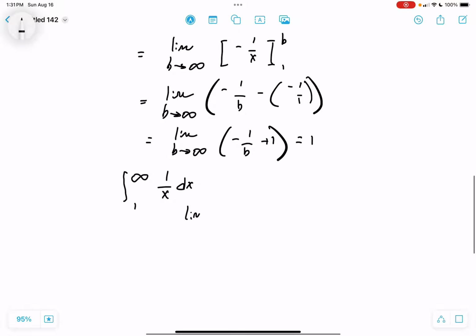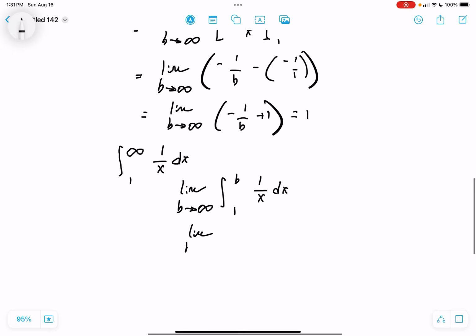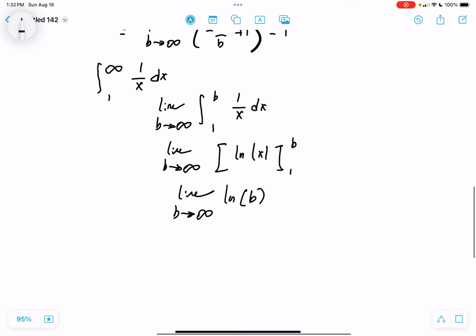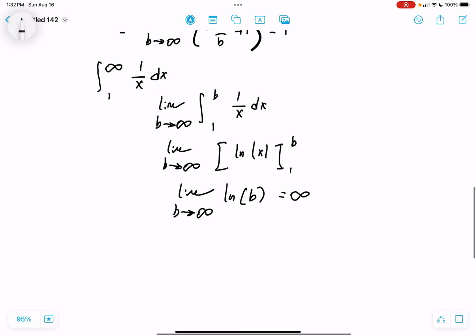Well, I'm going to rewrite that as the limit as b approaches infinity of the integral from 1 to b, 1 over x dx. Then I integrate, and this becomes the limit as b approaches infinity of ln of the absolute value of x from 1 to b. And now this becomes the limit as b approaches infinity of ln of b minus the ln of 1, which is 0, so just ln of b. And now I have this, and this is simply equal to infinity.